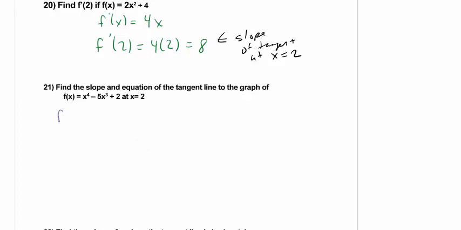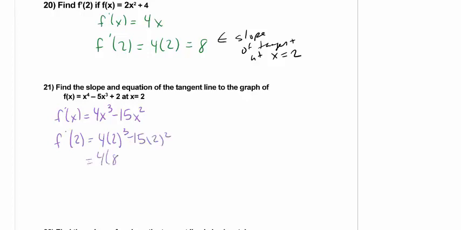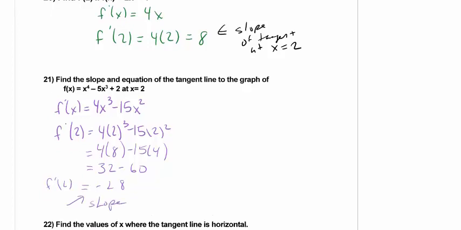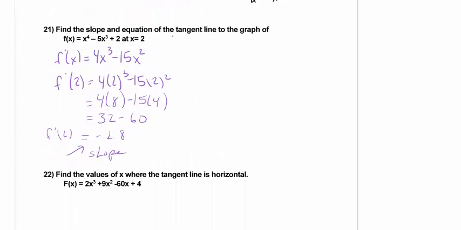So derivative, this is a polynomial, 4x cubed minus 15x squared. The constant goes away. So to find my slope, I'm going to evaluate that at x equals 2. So I end up with 32 minus 60, which is a negative 28. That is my slope.